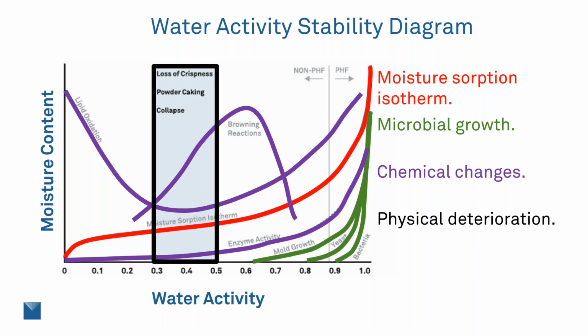And lastly, we want to talk about physical deterioration. So in this range, about 0.3 to 0.5, we'll have a loss of crispness, powder caking, and then collapse of the matrix of the food. So this is where we're going to see the changes in texture and things like that we talked about briefly.